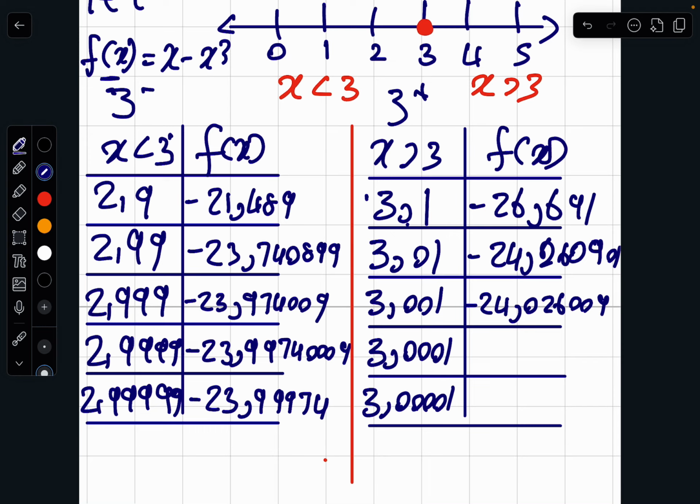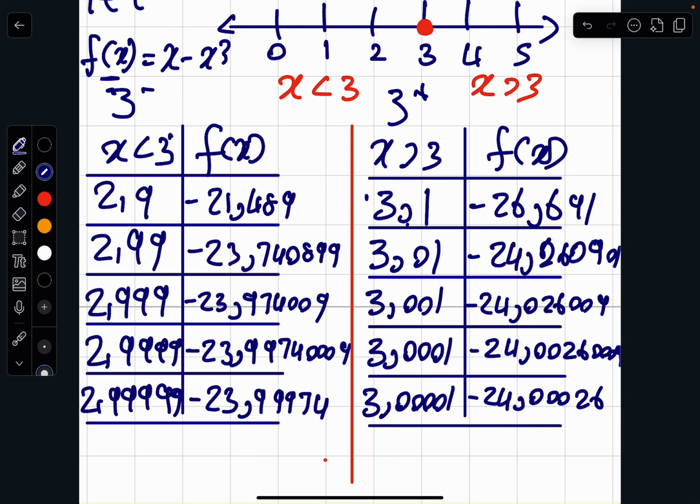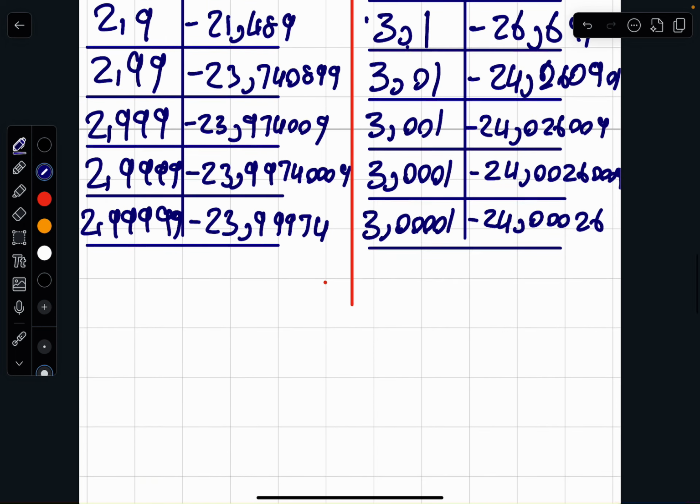Then you substitute 3.001. You get negative 24.026009. Understand? Then you substitute your last value, which is 3.0. Then you get negative 24.12326. Understand? Therefore, now it's time to conclude.